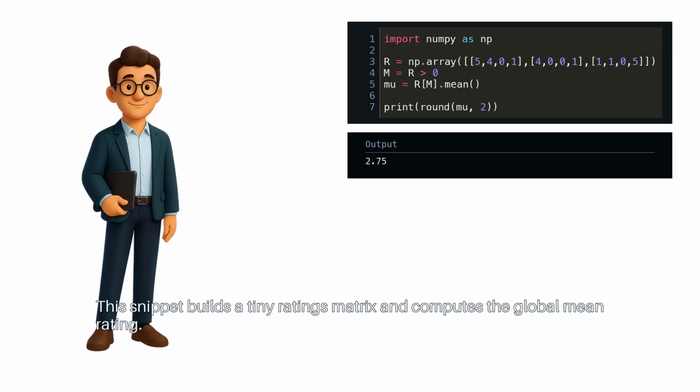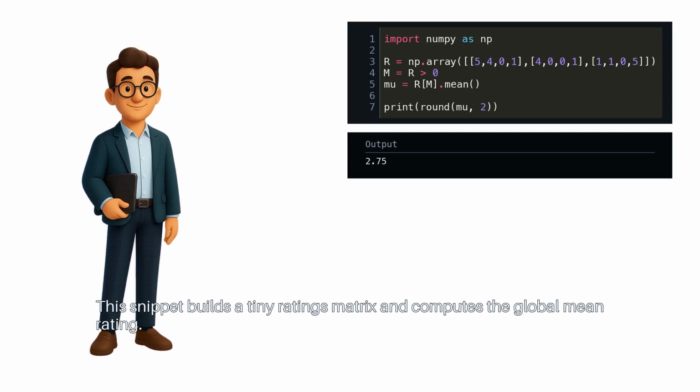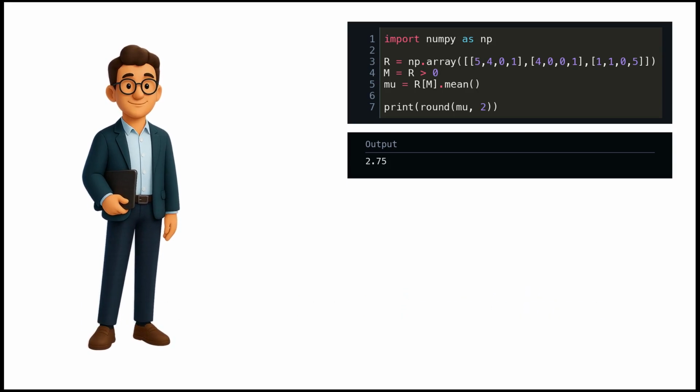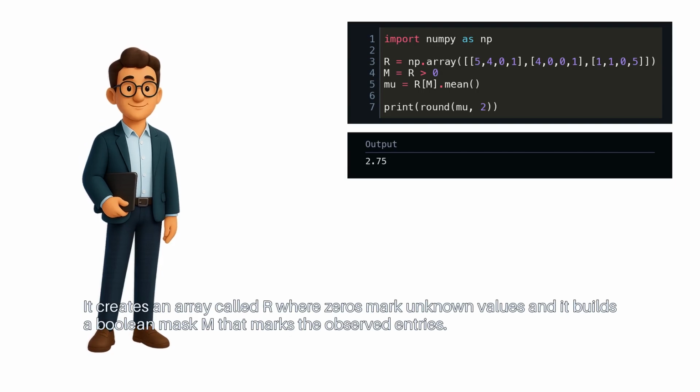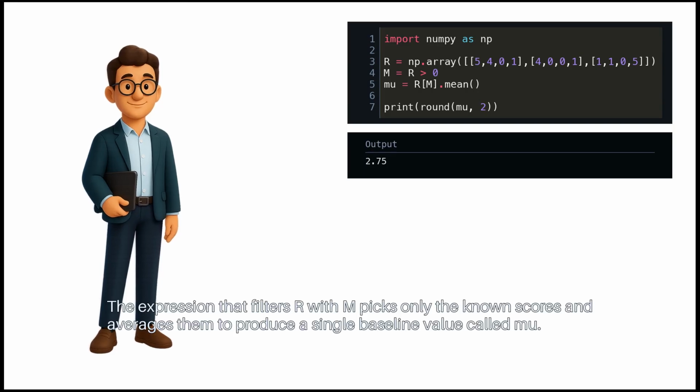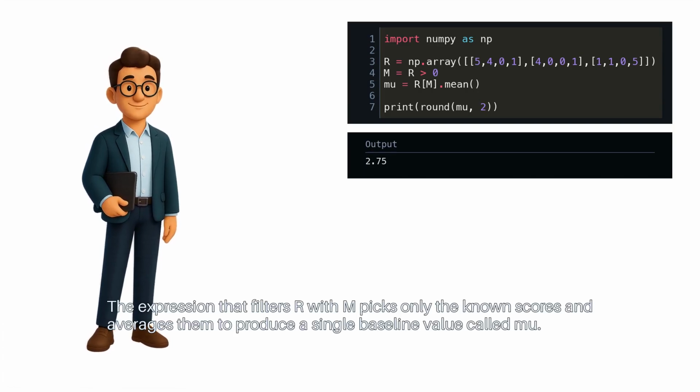This snippet builds a tiny ratings matrix and computes the global mean rating. It creates an array called R, where zeros mark unknown values, and it builds a Boolean mask M that marks the observed entries. The expression that filters R with M picks only the known scores and averages them to produce a single baseline value called mu.